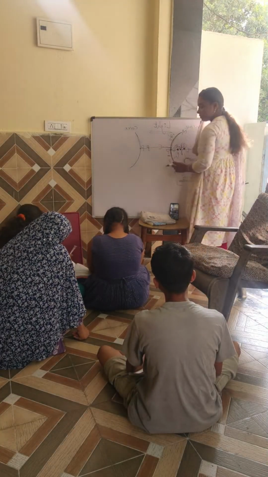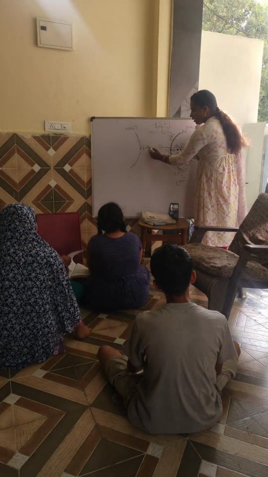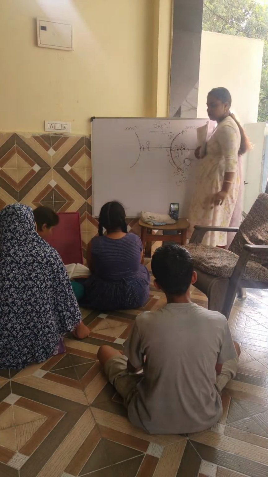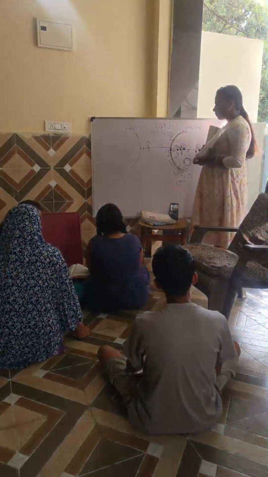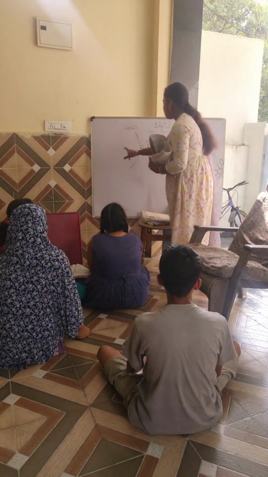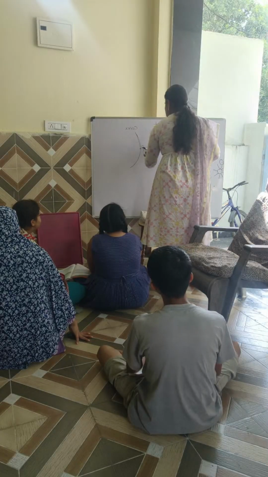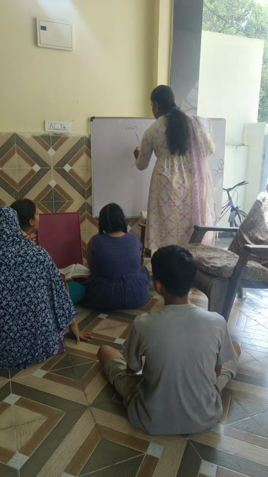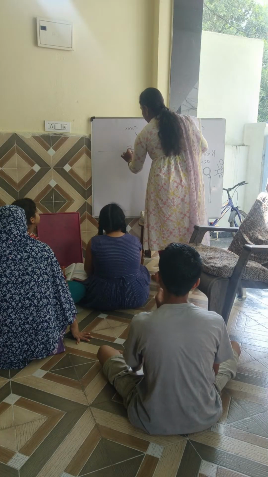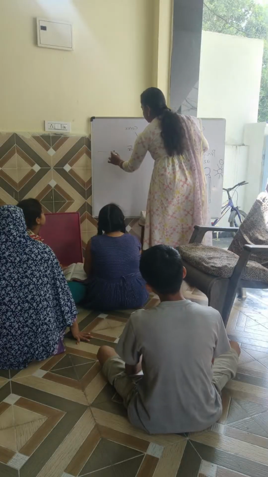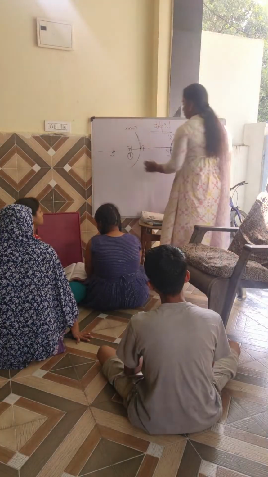Where the image formation is: if you keep the object at infinity position, the image will form at the focus, behind the mirror. Behind the mirror means here. That image will be formed here, not in front. This is P, this is F, this is C. The position will be here.